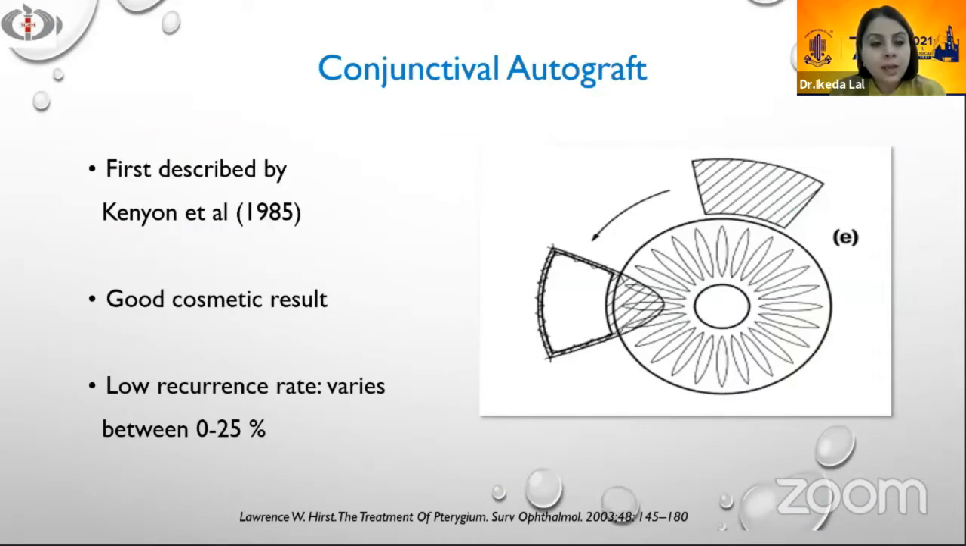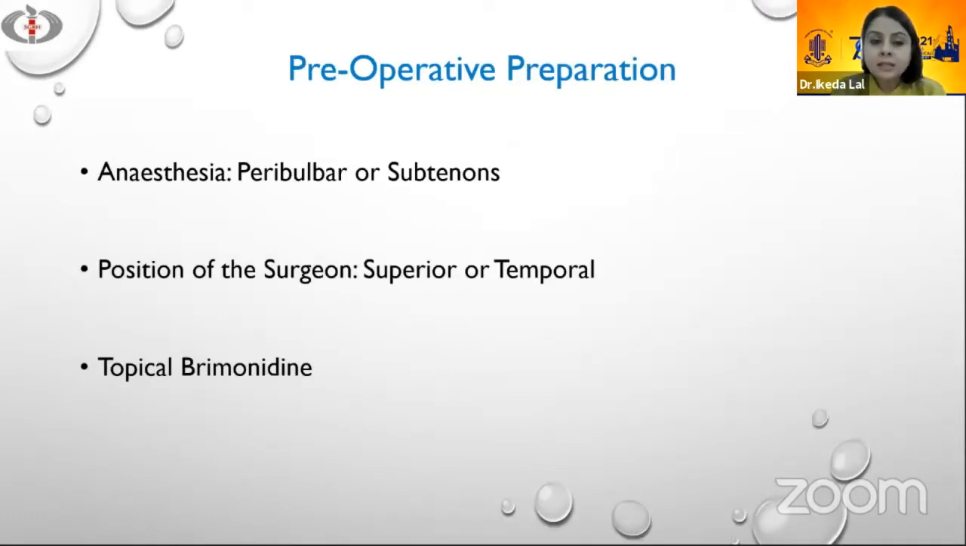Now, this was first described by Kenyon et al. in 1985, which gives us a good cosmetic result. The recurrence rate, although low, is variable between different studies, and this variability is because of the definition of recurrence used as well as the expertise of the surgeon. The anesthesia for the surgery can either be peribulbar or subtenons, depending on the comfort of the surgeon. And again, the position of the surgeon may be superior or temporal. Instilling topical brimonidine 10 minutes before the procedure causes vasoconstriction and decreases intraoperative bleeding.